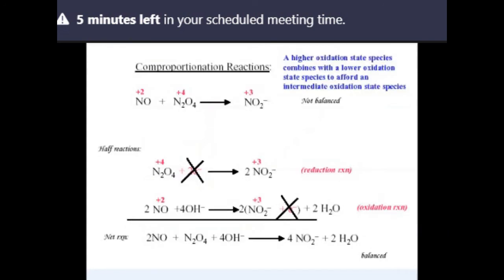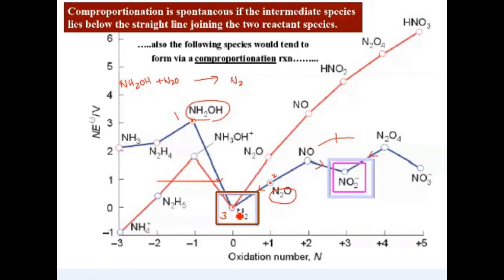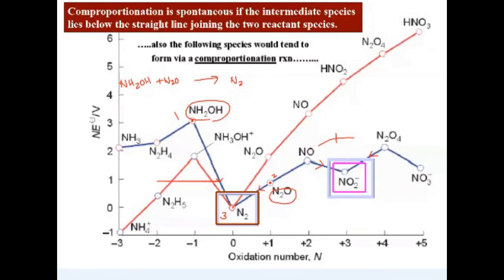So I will show you the comproportionation reaction. If you say N to NO, your question is answered here. Your question: NO and NH2OH can give N2. This equation is not balanced because N2O will not be formed. In this case, N2O will not be formed. If I am asking this, it will be formed, but not balanced.